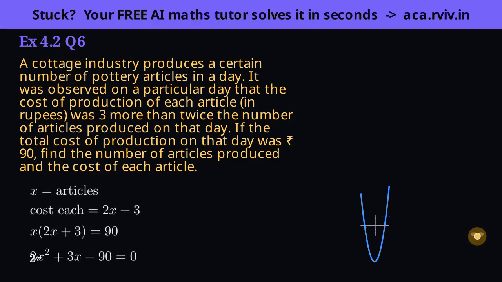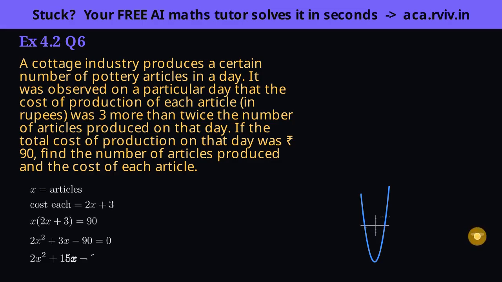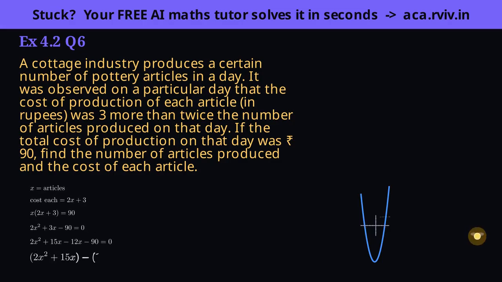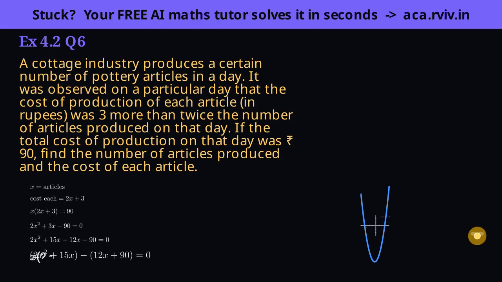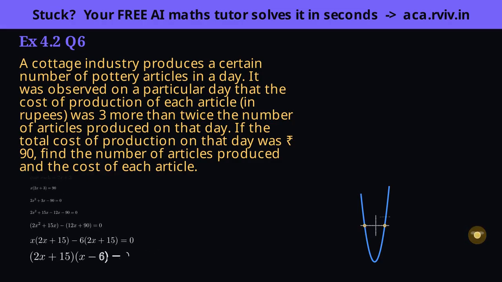Since a is 2, split using a times c: 2 times minus 90 is minus 180, and the sum must be 3. 15 and minus 12 work. Group into pairs, with a minus outside the second. Pull x from the first pair, 6 from the second, both leave 2x plus 15. Factor out the common bracket, leaving x minus 6.